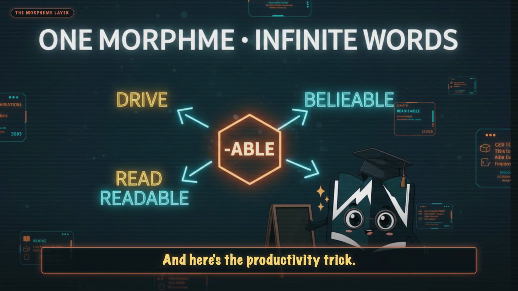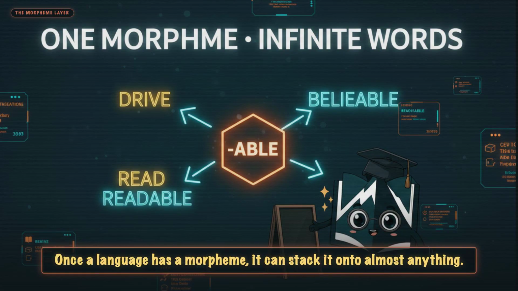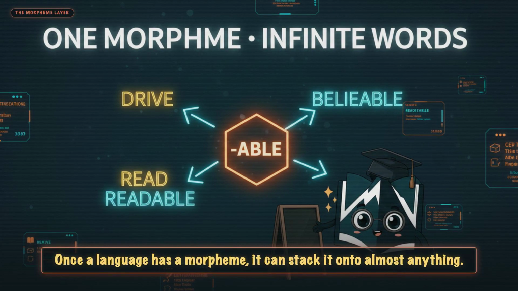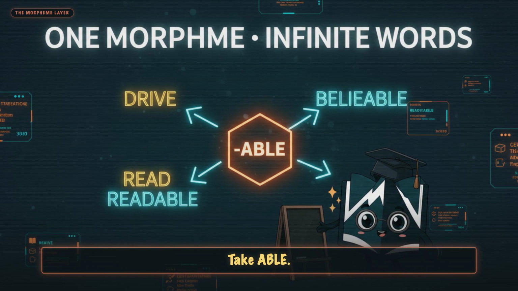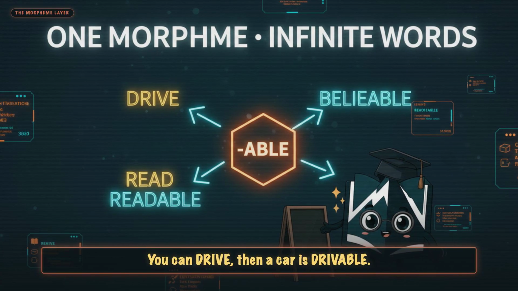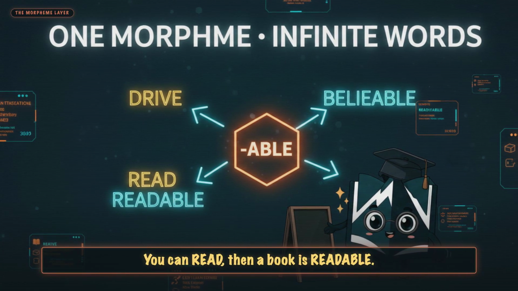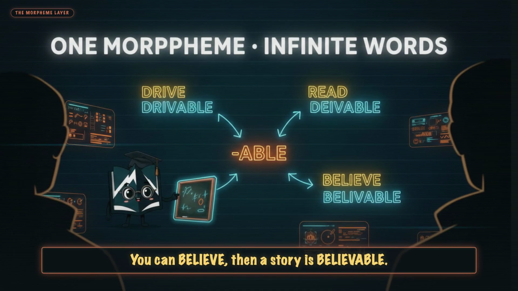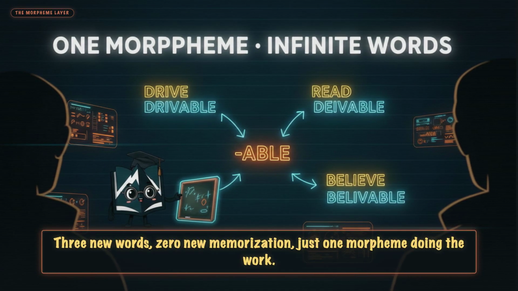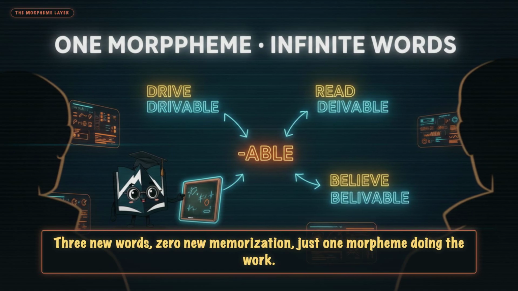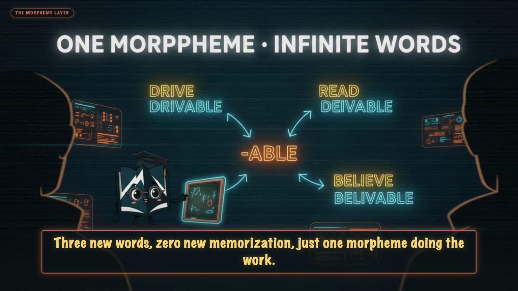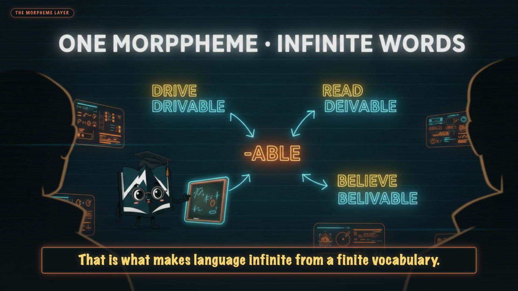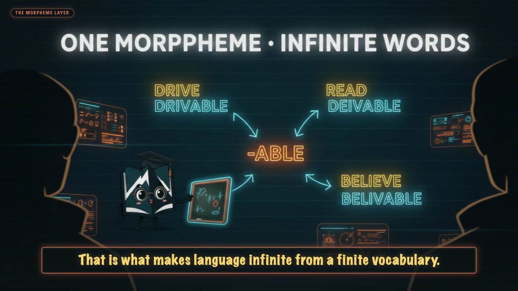And here's the productivity trick. Once a language has a morpheme, it can stack it onto almost anything. Take able: you can drive, then a car is drivable. You can read, then a book is readable. You can believe, then a story is believable. 3 new words, 0 new memorization. Just 1 morpheme doing the work. That is what makes language infinite from a finite vocabulary.